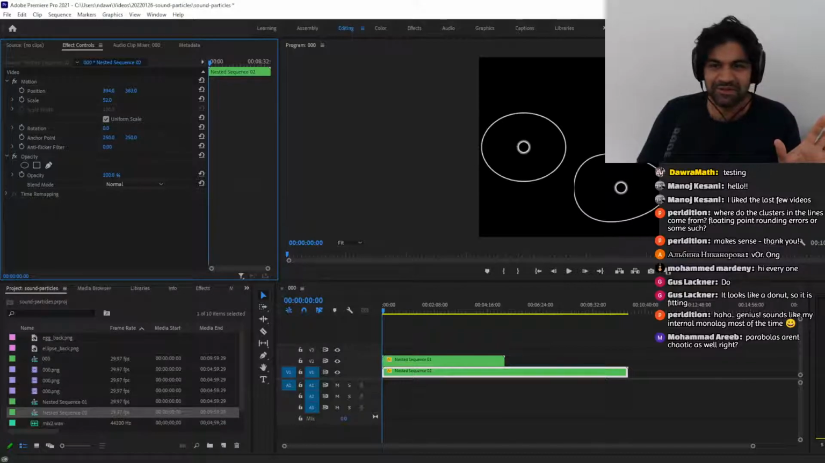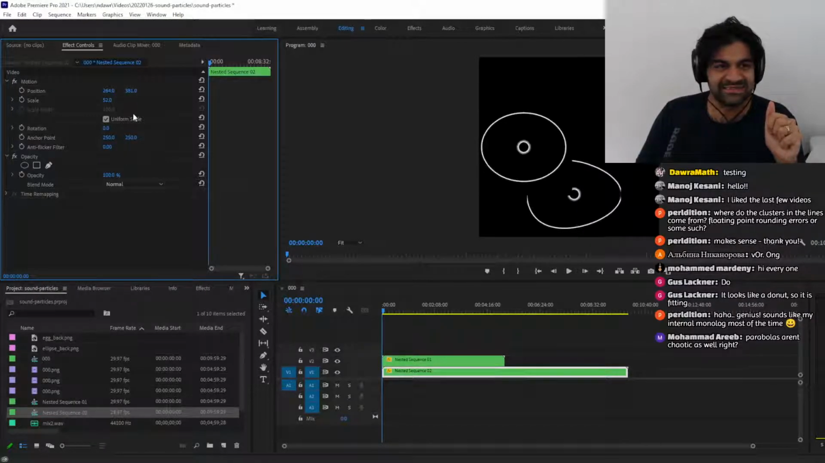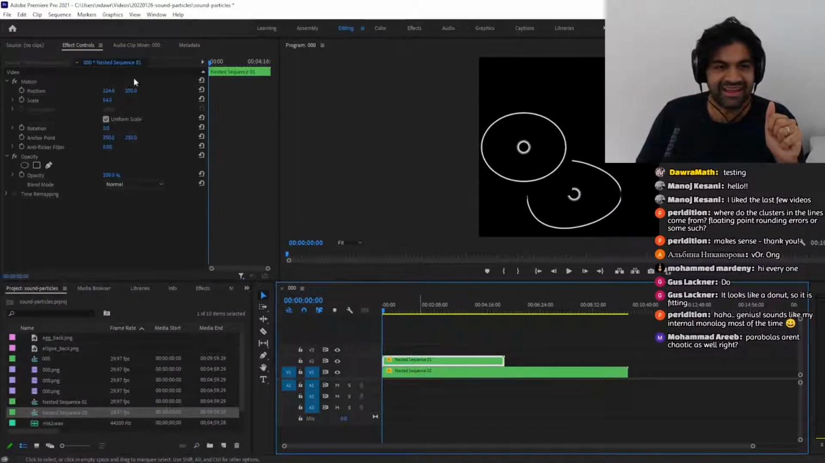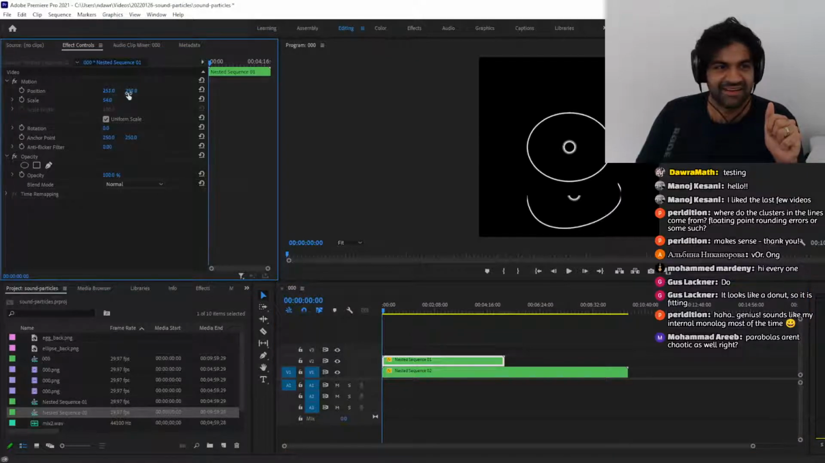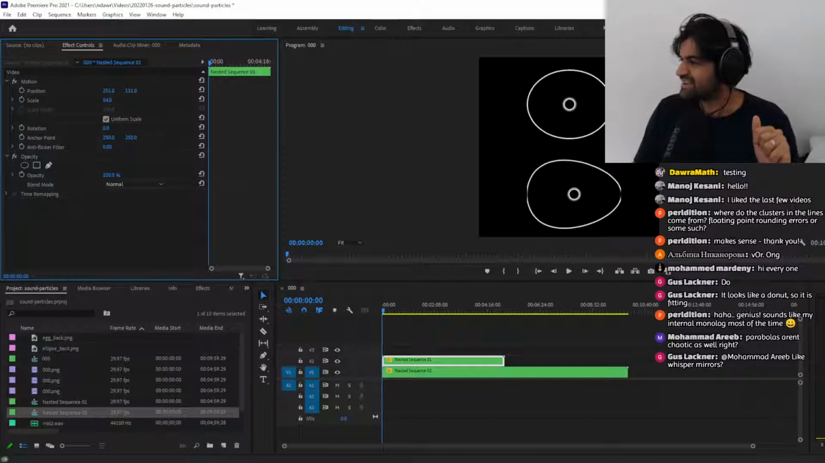So I'm going to put this one down here. And maybe I'll put them top and bottom. Yeah, that's not the worst idea. So this is the bottom one. And this is the top one. Okay. All right.